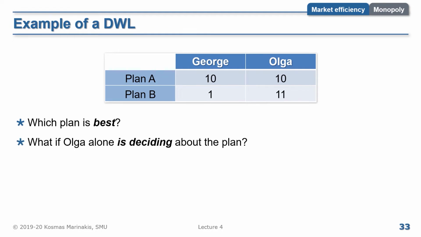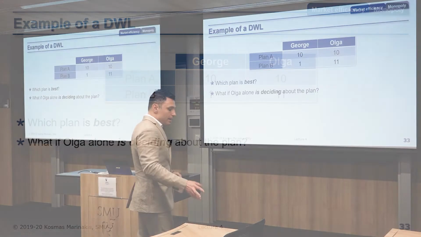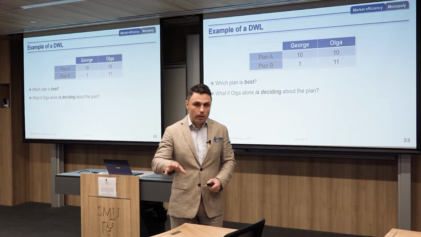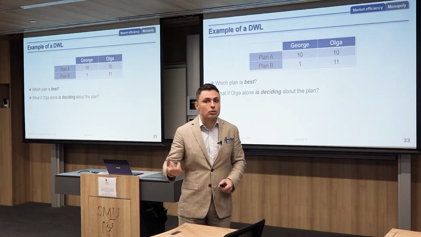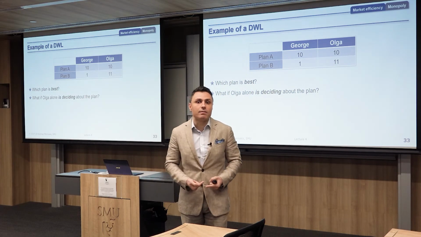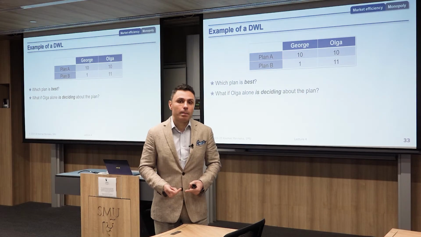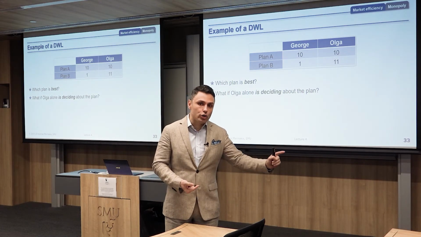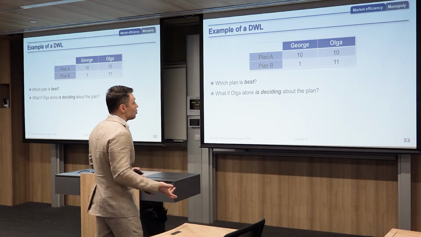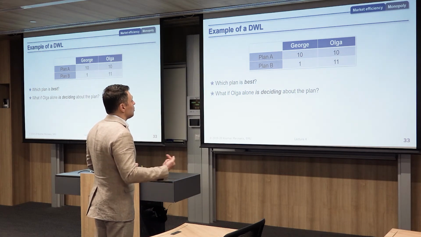Now, in this case, say we had Olga alone as a dictator, and she will decide about the plan. Now you can see that Olga is slightly better off if she selects plan B, because she gets 1 unit extra. Of course, for her to receive 1 unit extra, she imposes on George a loss of 9 units. So Olga is like, I will win 1.